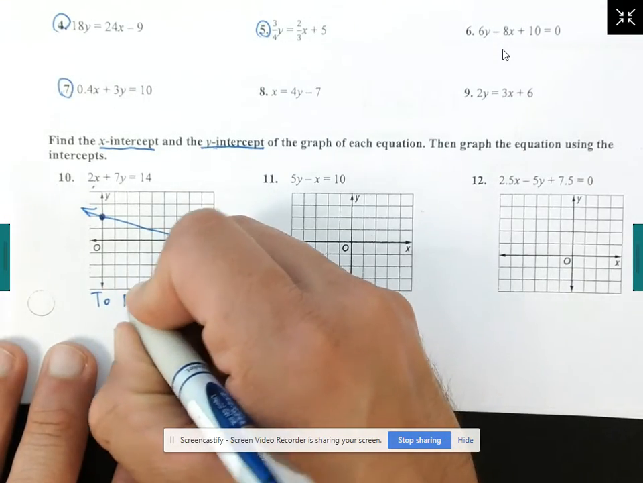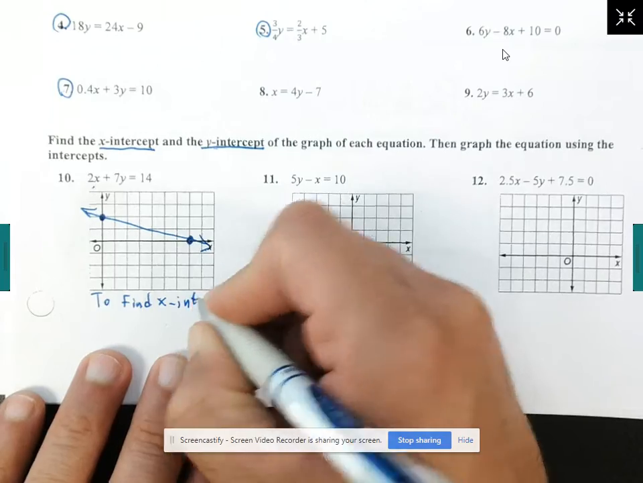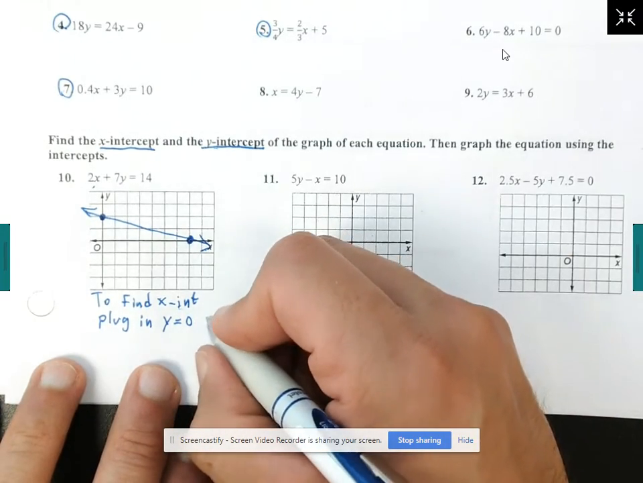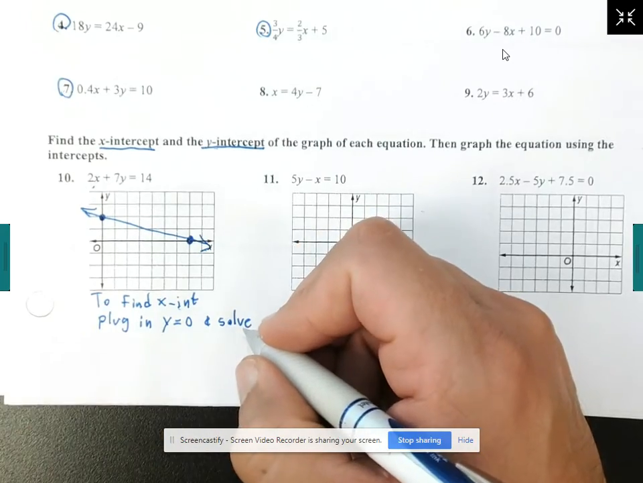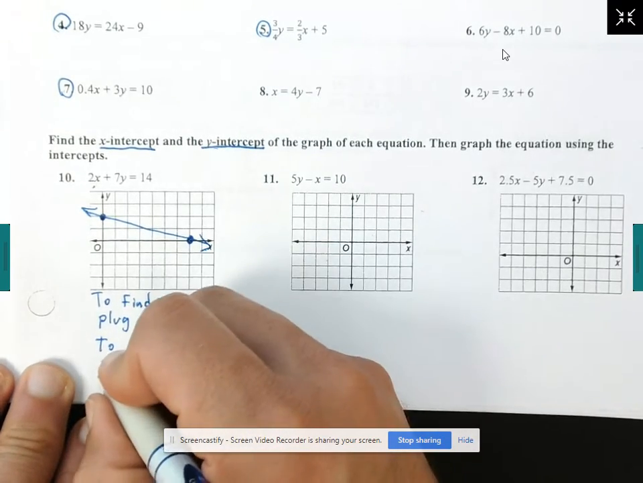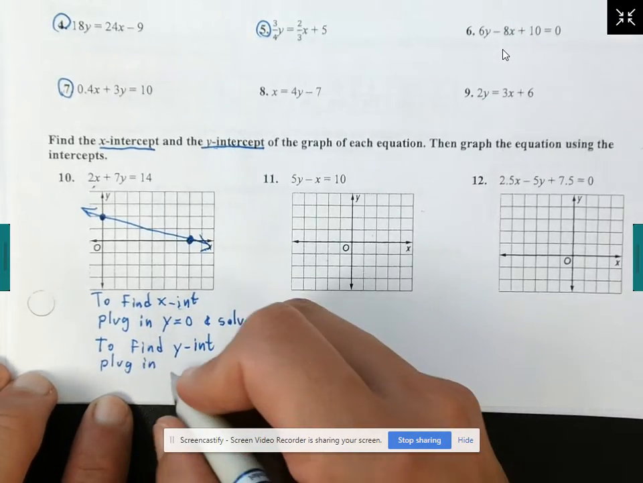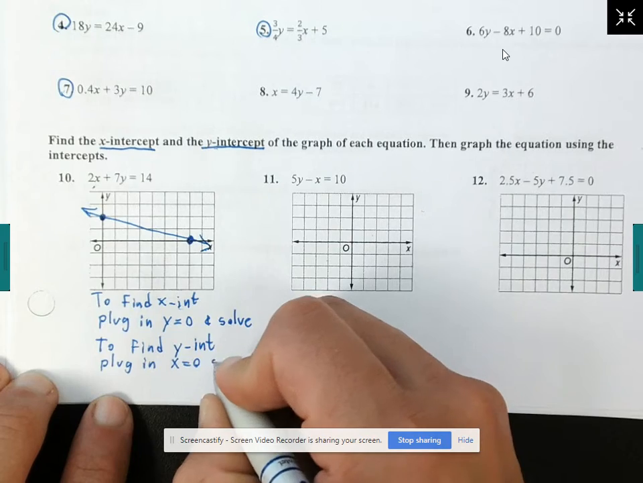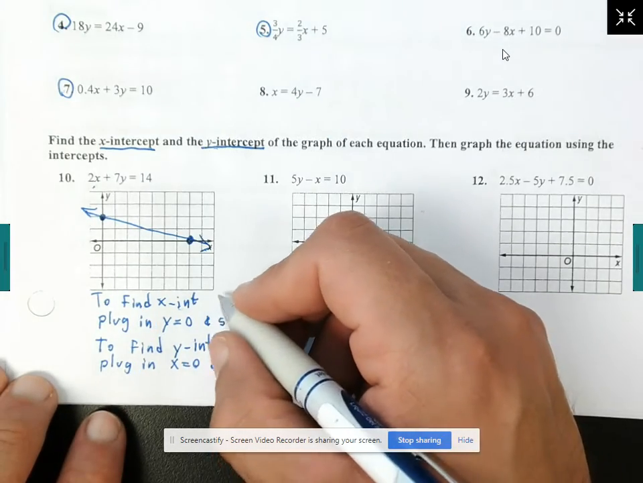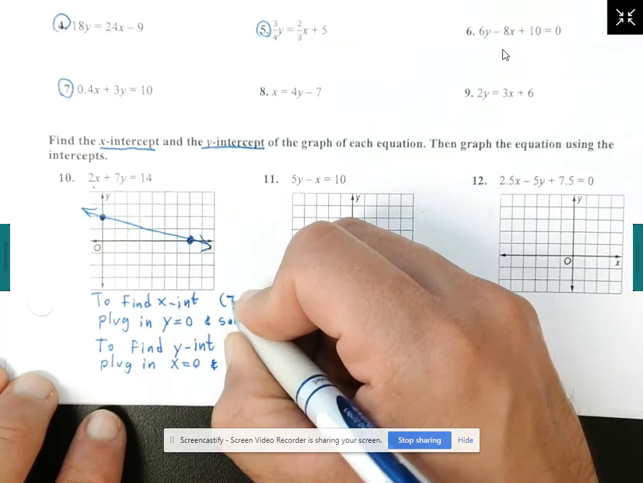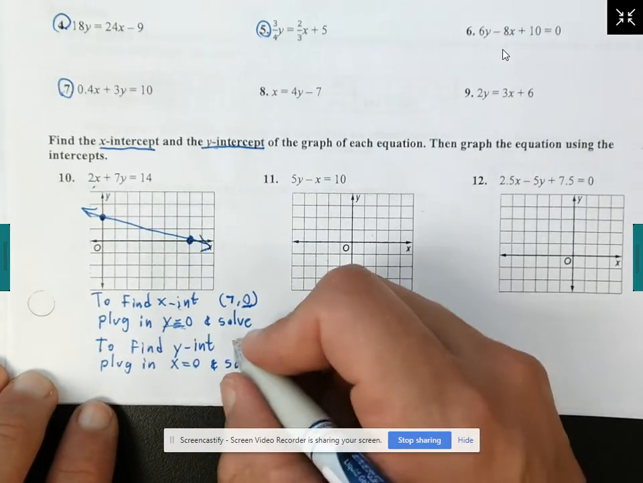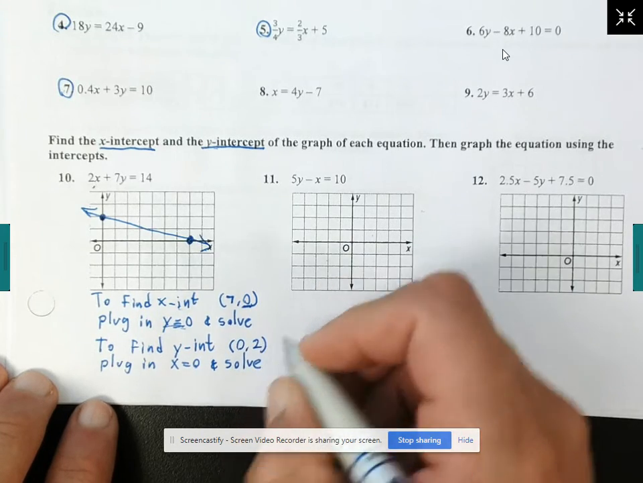So to find the x-intercept, plug in y is equal to 0, or 0 for y, and solve. To find the y-intercept, you're going to plug in a 0 for x and then solve again. Okay, so essentially to find the x-intercept, for example, the x-intercept here was (7, 0). So again, notice how I plugged in a 0 for y. And when I did, I got 7 just by following this equation. And on this one, to find the y-intercept, which in this case was (0, 2), same thing. I plugged in a 0 for x.